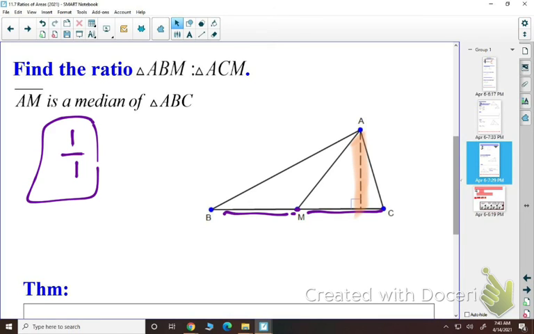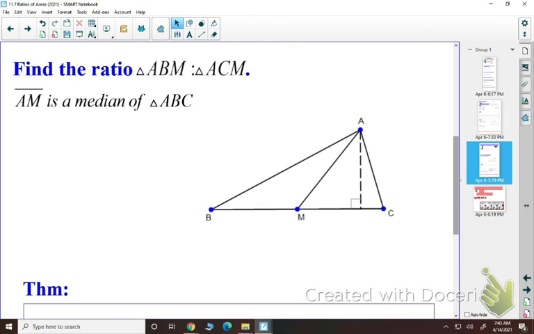No matter what number they are. If you picked 5 and 5, 5 over 5 is still 1-to-1. If you picked 10 and 10, they'd still be 1-to-1. Because again, I'm looking at it as a ratio.